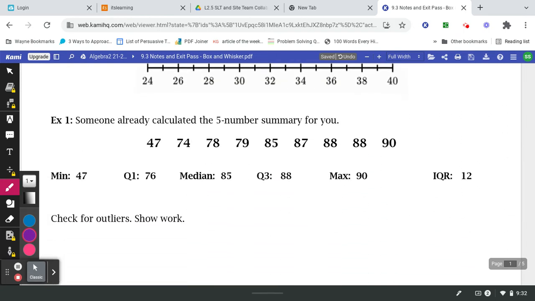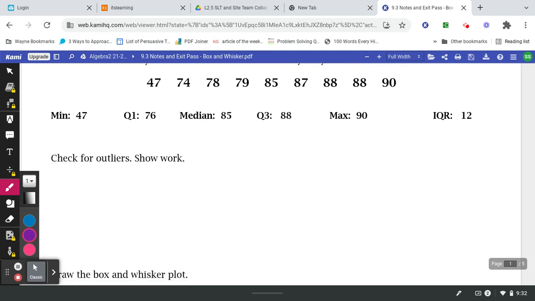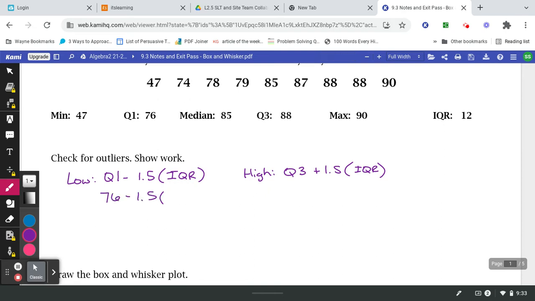All right, so let's go down here. Someone already calculated the 5-number summary for you, and the numbers are already in order, so we'll go ahead and check for outliers. Checking for outliers is what we did on the lesson before. We have to check the low end as well as the high end. And the low formula, I'll write this out. And the high formula, and then again, all the numbers are given to us, so we'll just plug in things as we need to. And then type that into a calculator.